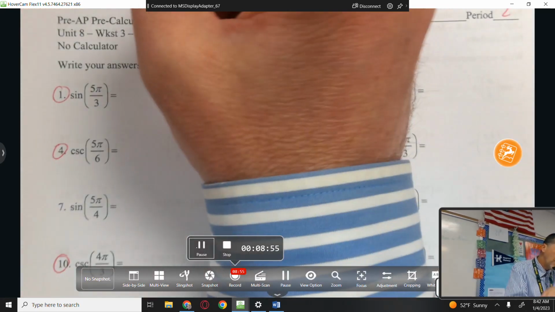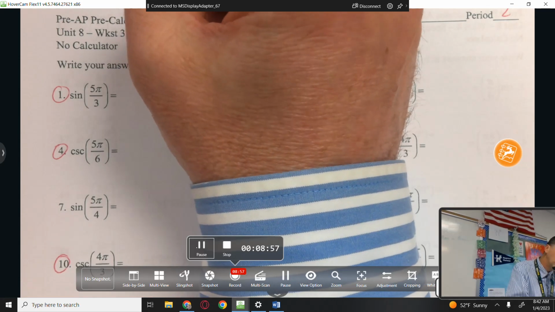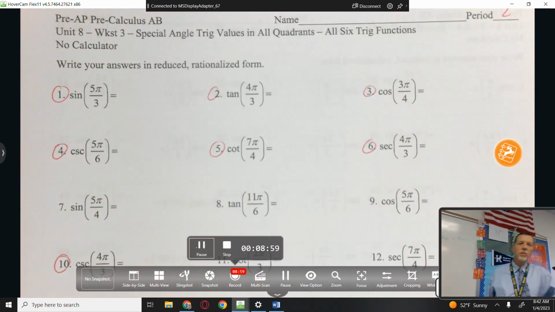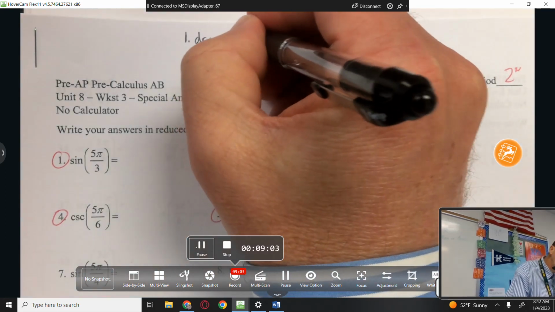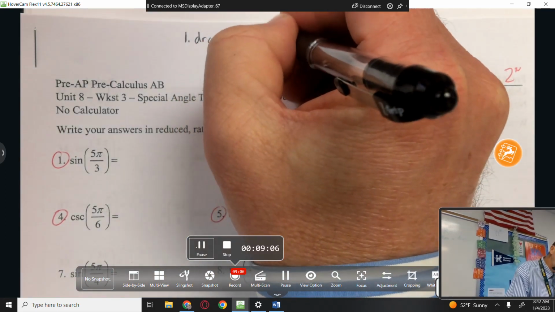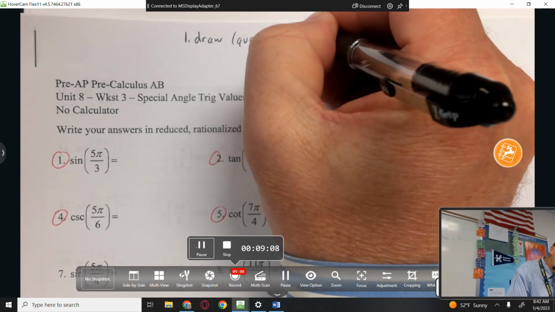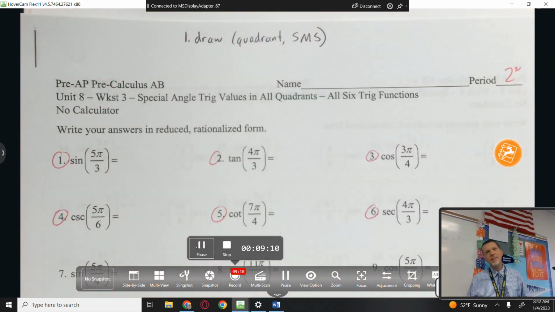Okay, let's do a few of these together. Here's sort of my process for doing this. I know other people do it differently, and you can just memorize a lot of stuff, but I'm going to draw it first, draw the angle. And when I'm drawing, I'm thinking, I've got to get the quadrant right, and I've got to get the SMS right. Any idea what SMS stands for? Yeah, steep, middle, shallow.